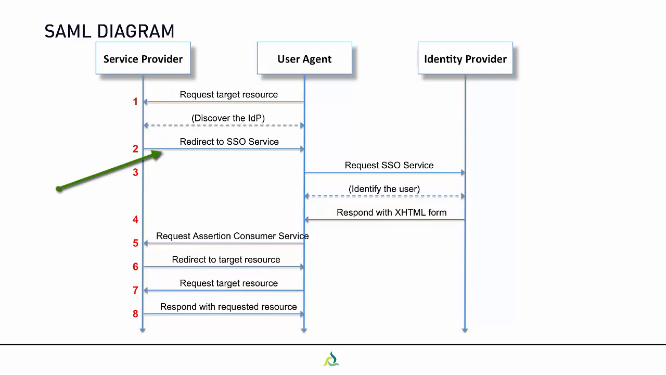Every time you click on a Google App, for example Google Sheets or Google Docs, a redirect happens. The user agent talks to the identity provider to request a single sign-on service. It comes back with the identity provider response, and of course an XHTML form, which builds the connection back to the application we're connecting. Then we do the request assertion, the redirect to the target source, the request to the target source, and of course the application opens.